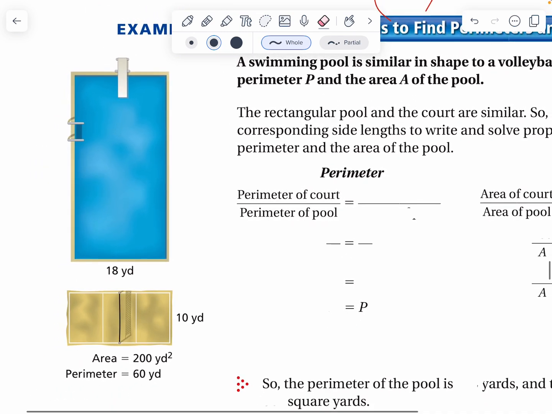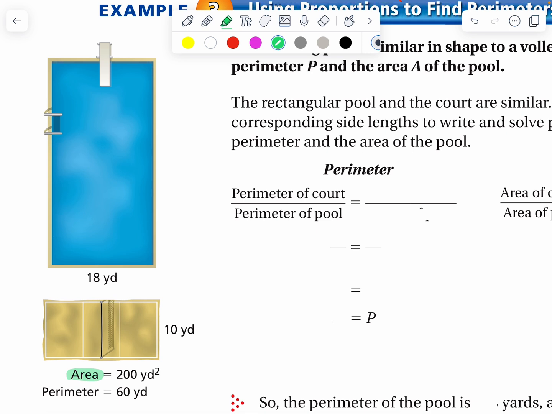Now, what are they giving us? Right here, let's go green. They're giving us the area of the tennis court, and that's 200 yards. They're also giving us the perimeter of the tennis court. That's 60 yards, okay? We know that if this is 10, then this is 10, right? And then we could actually find the other sides because we know the perimeter is 60.